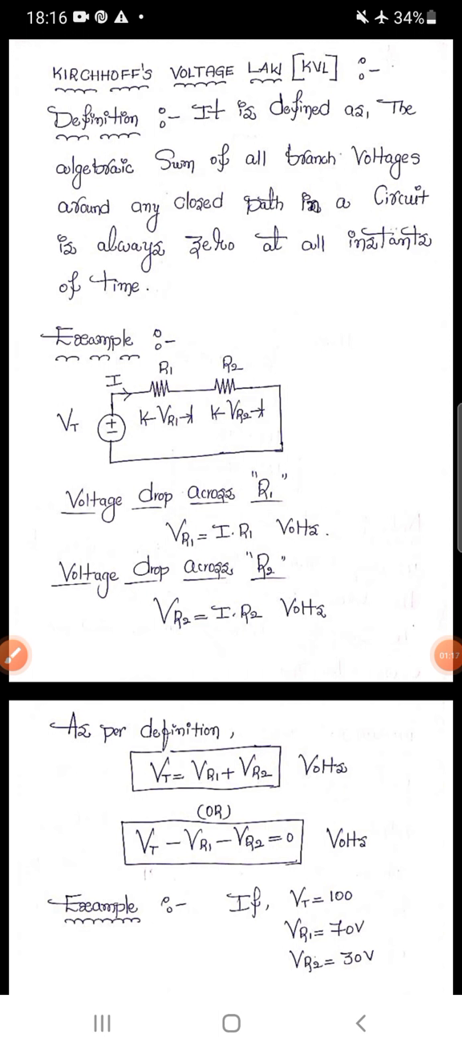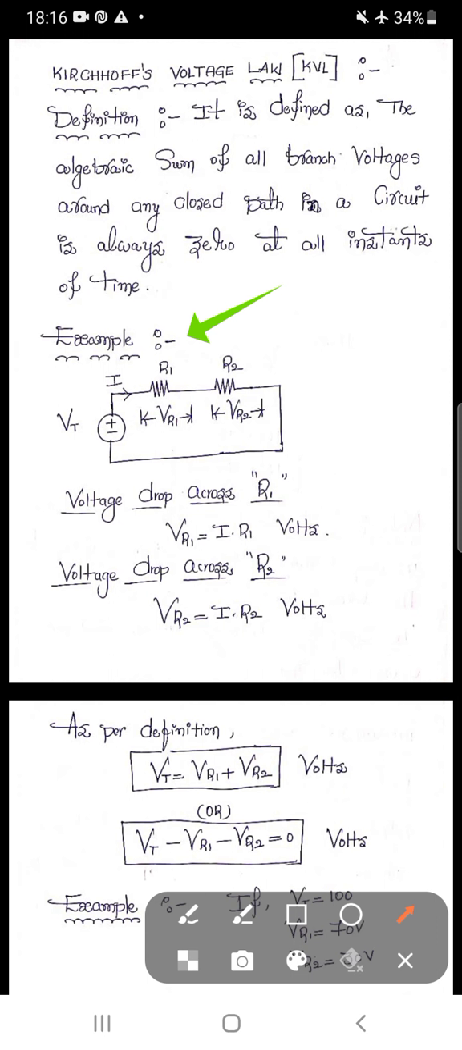Now with the help of this definition, how can we verify Kirchhoff's voltage law in any circuit? Our target is to verify the same definition with the help of an example. So this is the example. We have a circuit.